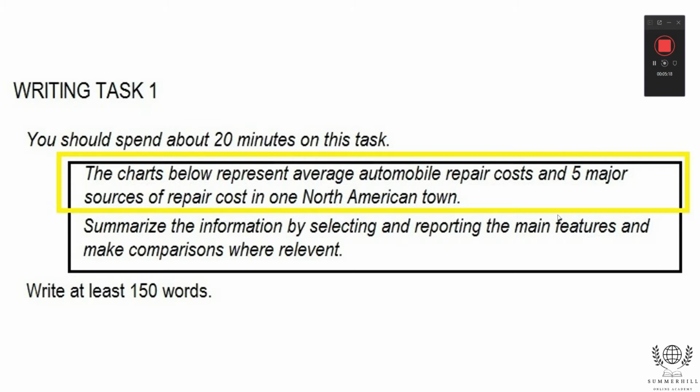So step number 1 is ignore the actual graphs, charts, maps, anything that you see below. Ignore this because it will only serve to confuse you. The first step is just to look at the sentence and paraphrase this sentence. And this is actually quite easy. This is one of the least difficult tasks in IELTS, just paraphrasing the sentence. And you can very easily paraphrase by just changing the action word of the sentence.